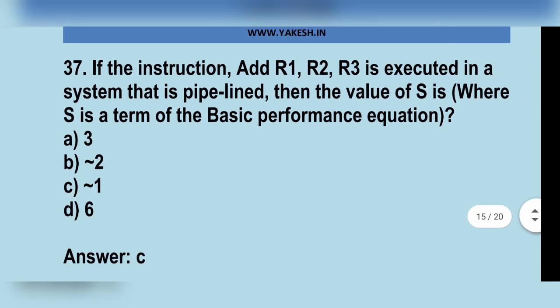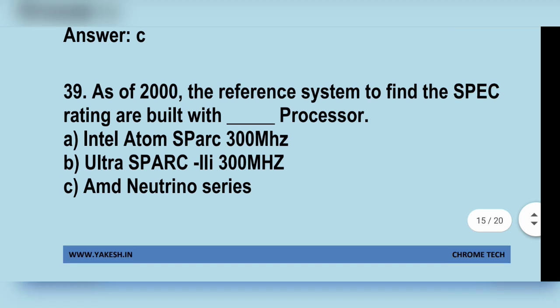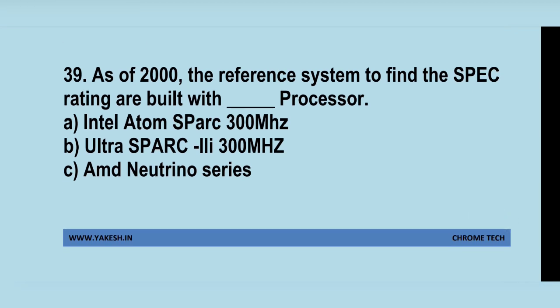If the instruction add R1, R2, R3 is executed in a system that has pipelining, then the value of S, where S is the term in the basic performance equation, is option C, 1. Option C is the correct answer. CISC stands for option C, complex instruction set computer.